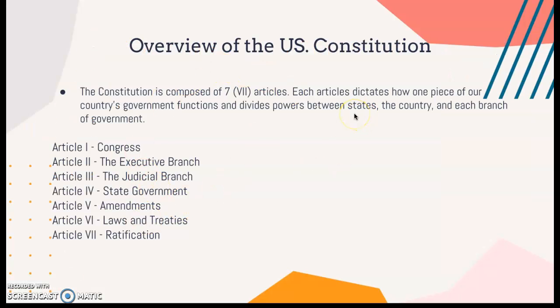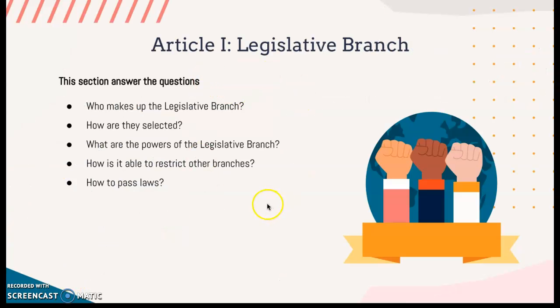We reviewed again, as I was mentioning a moment ago, the Constitution is really this structure for our government, a structure for our country. It is a piece of paper that tells us how the government functions, how it's been divided between the states, what the powers of each branch are, and it's broken down into these 7 different articles. It answers questions like, who makes up the legislative branch? How are they selected? What are their powers? How are they able to restrict other branches? How do they pass laws?